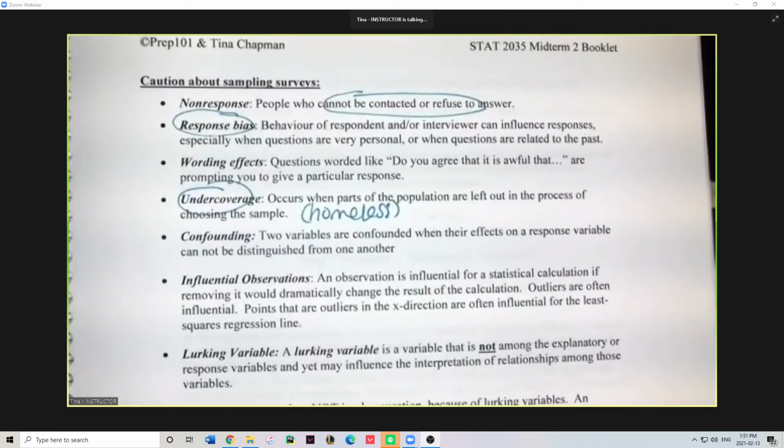Confounding, variables are confounded when the effects on the response variable cannot be distinguished from one another. So the variables are confounded if we can't say that this caused this because there's other variables going on. So if we go back to the vitamin and measuring colds, you have to control all of the other variables so that there's no confounding of variables. So things like exercise, healthy eating, what other vitamins are they taking, what other medications, things like that would all have to be established and controlled.